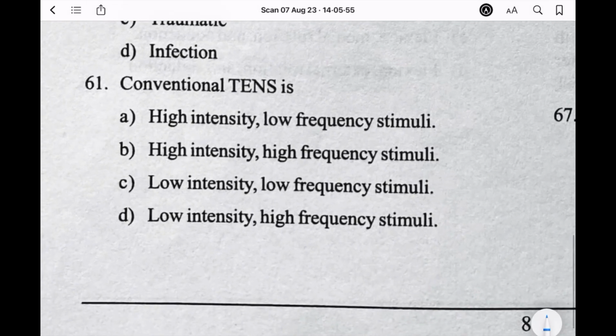Question number 61. Conventional TENS is, options are high intensity low frequency stimuli, high intensity high frequency, low intensity low frequency, or low intensity high frequency. So conventional TENS is high frequency and low intensity.